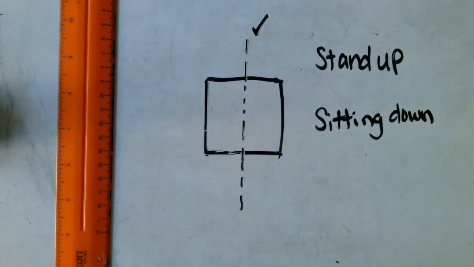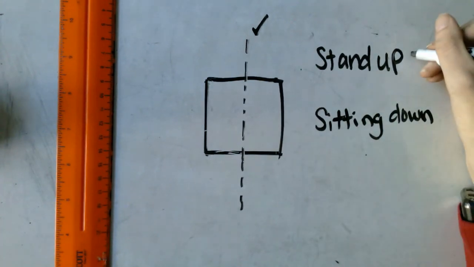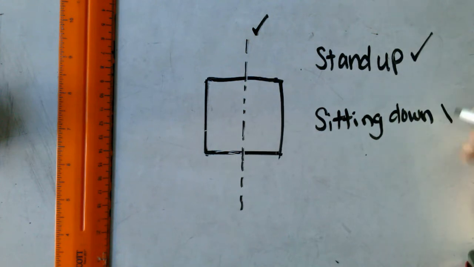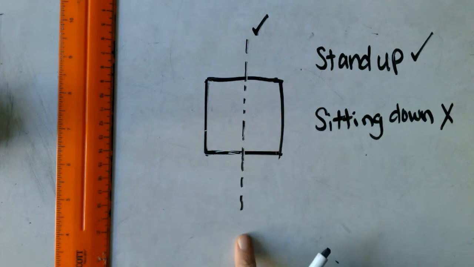So the game is called stand up or sit down. If you agree, you stand up. If you disagree, you stay seated. So if you agree this is the line of symmetry, stand up now. If you don't think this is a line of symmetry, then don't stand up. You should be standing. This is a line of symmetry. It goes right down the middle. Everybody take your seat. We're going to reset.